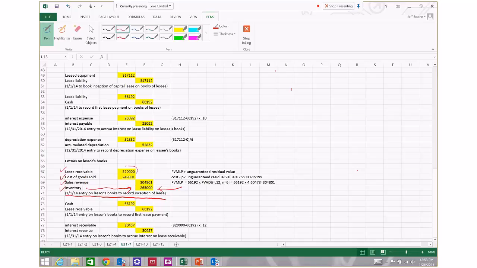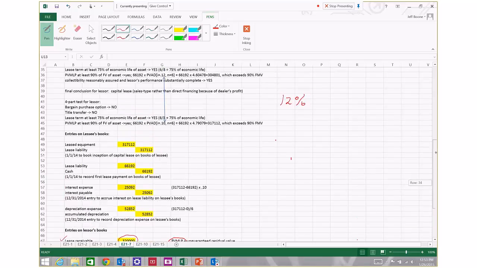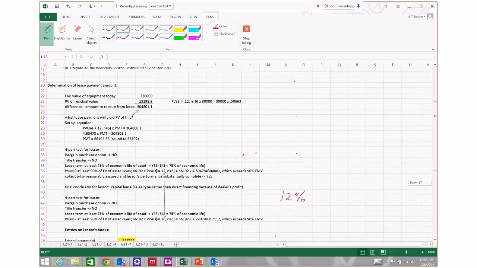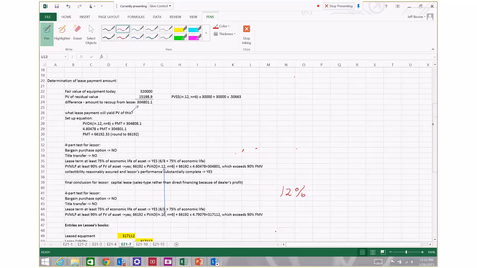Okay, the lease receivable account is going to be debited, just as it is in the case of a direct financing lease, by the present value of the minimum lease payments plus the present value of any unguaranteed residual value. In this case, the present value of the minimum lease payments from the perspective of the lessor is $304,801.